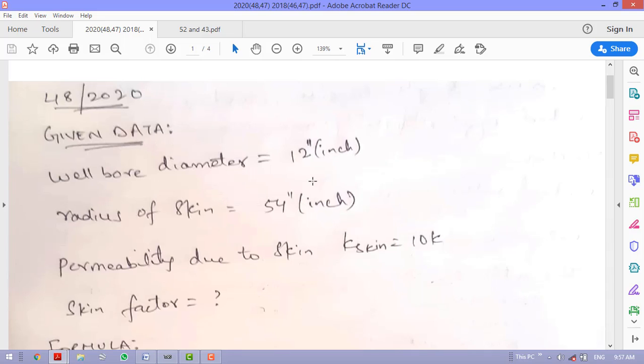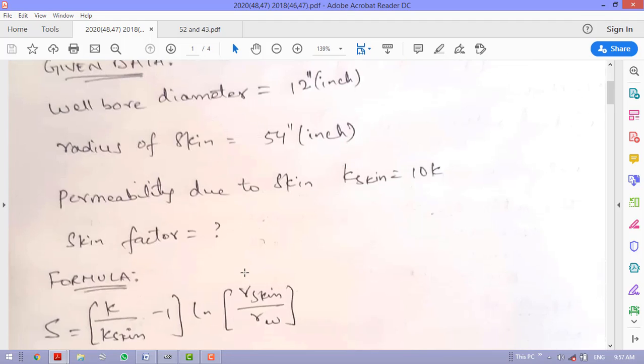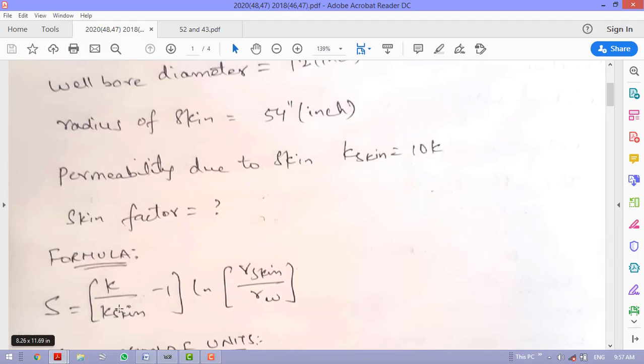As I mentioned in the question, the given data is: wellbore diameter is 12 inch, radius of skin is 54 inches, which is incomplete obviously. Permeability due to skin is 10 times the permeability. Skin factor we have to find out. We know the skin factor formula in terms of permeability and radius is S = (K/K_skin - 1) ln(R_skin/R_w).